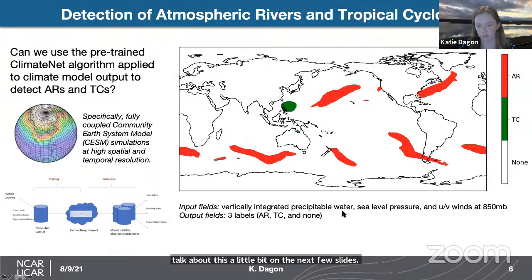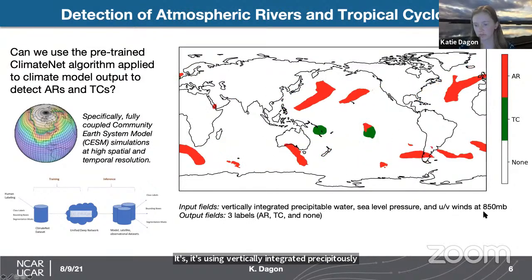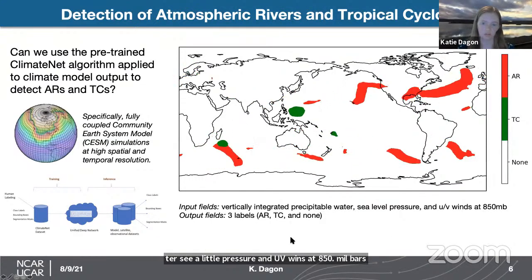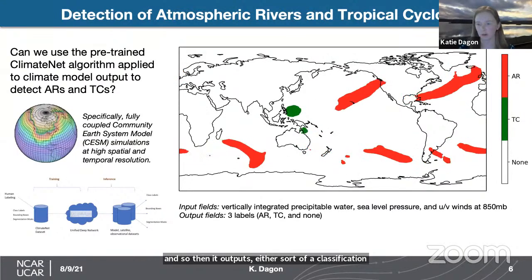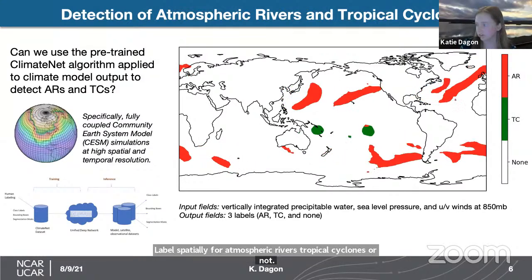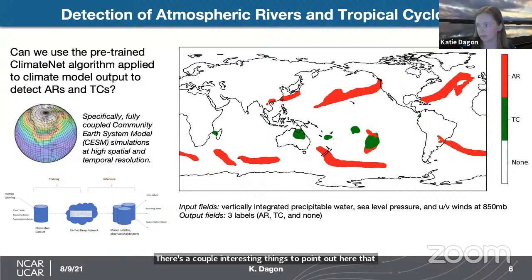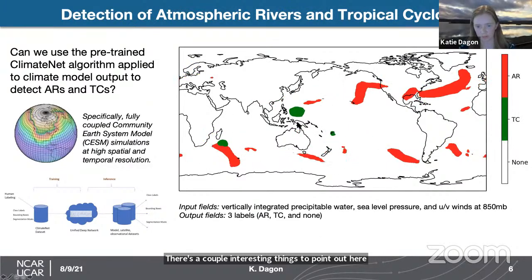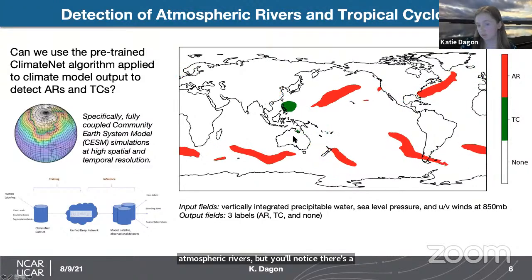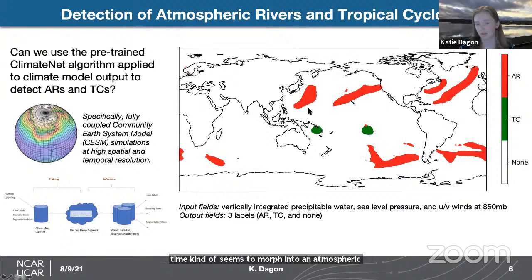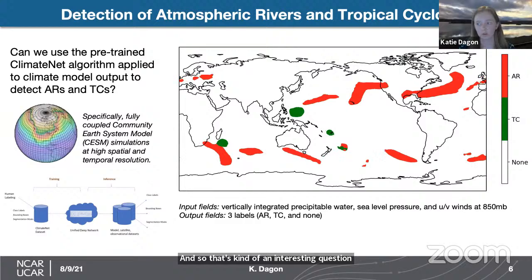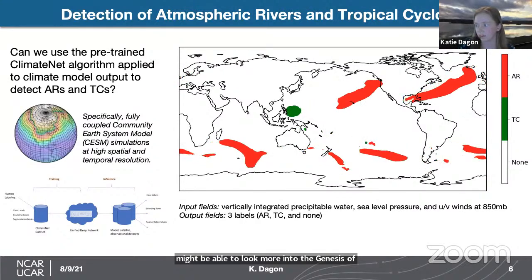It's using vertically integrated precipitable water, sea level pressure, and UV winds at 850 millibars. And so then it outputs either a classification label spatially for atmospheric rivers, tropical cyclones, or none. There's a couple of interesting things to point out here that will lead me to the next slide to talk more about atmospheric rivers. But you'll notice there's a tropical cyclone feature here that, as it evolves over time, seems to morph into an atmospheric river. And so that's an interesting question where we might be able to look more into the genesis of atmospheric rivers and how they form and how they evolve.